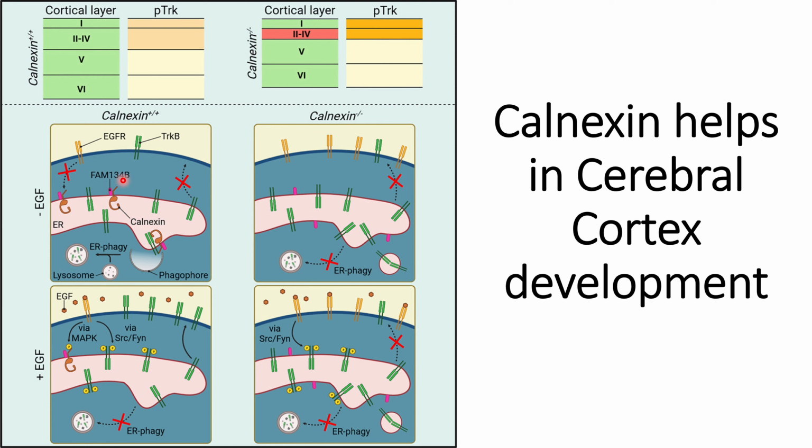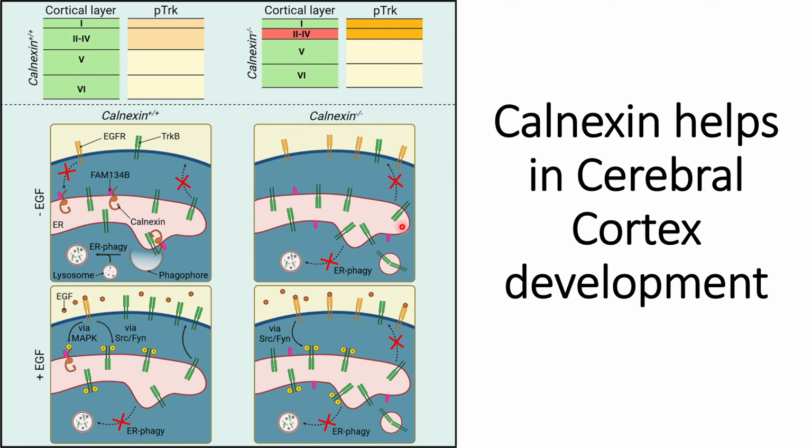When EGF is present and Calnexin is present, the normal process occurs: EGF interacts with the EGFR receptors, and that leads to MAPK signaling pathways, which cause more TrkB to be translocated to the cell surface, and thereby helps in cortical layer development. In that case, since the amount of TrkB within the endoplasmic reticulum remains within the threshold level, ER stress is not triggered, and ER-phagy will not occur to a greater extent.